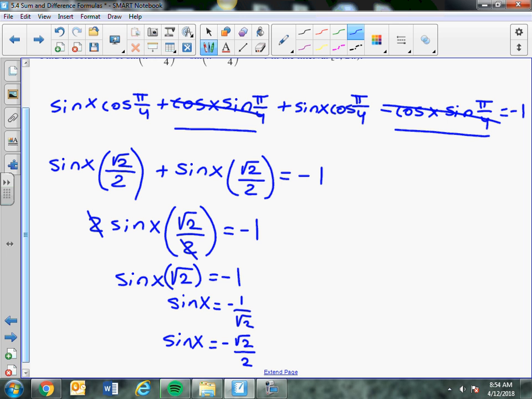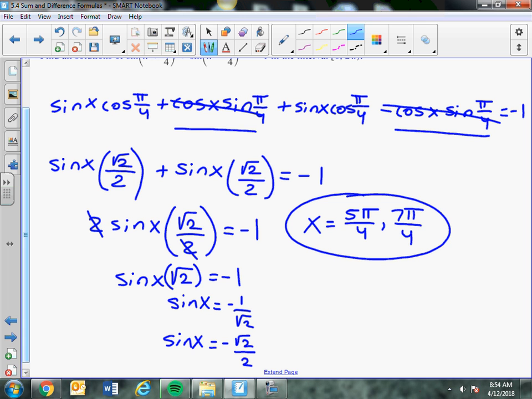So we find that at 5 pi over 4, and remember, you're only going to 2 pi, and then you're stopping. So the other one would then be at 7 pi over 4. So those would be your two answers.